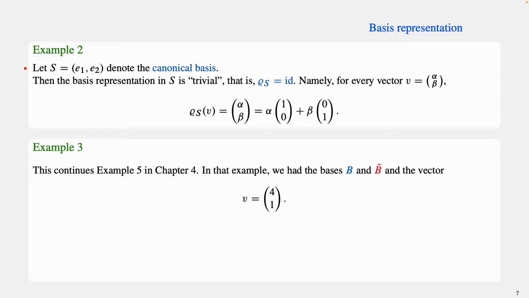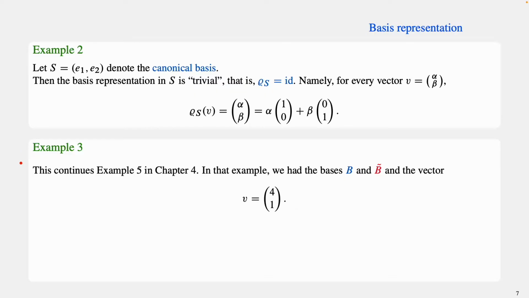Now, let's look at some examples. So here we have the canonical basis with the canonical basis vectors e1, e2. And for those, the basis representation is trivial, by which I mean rho s, the representation map, is just the identity. And that's easy to see. So if v is the vector (alpha, beta), then rho s of v is just, again, (alpha, beta), because by definition v is just alpha times the first canonical basis vector e1 plus beta times the second canonical basis vector e2. So applying this representation map to v doesn't change anything, and hence for the canonical basis it's just the identity.